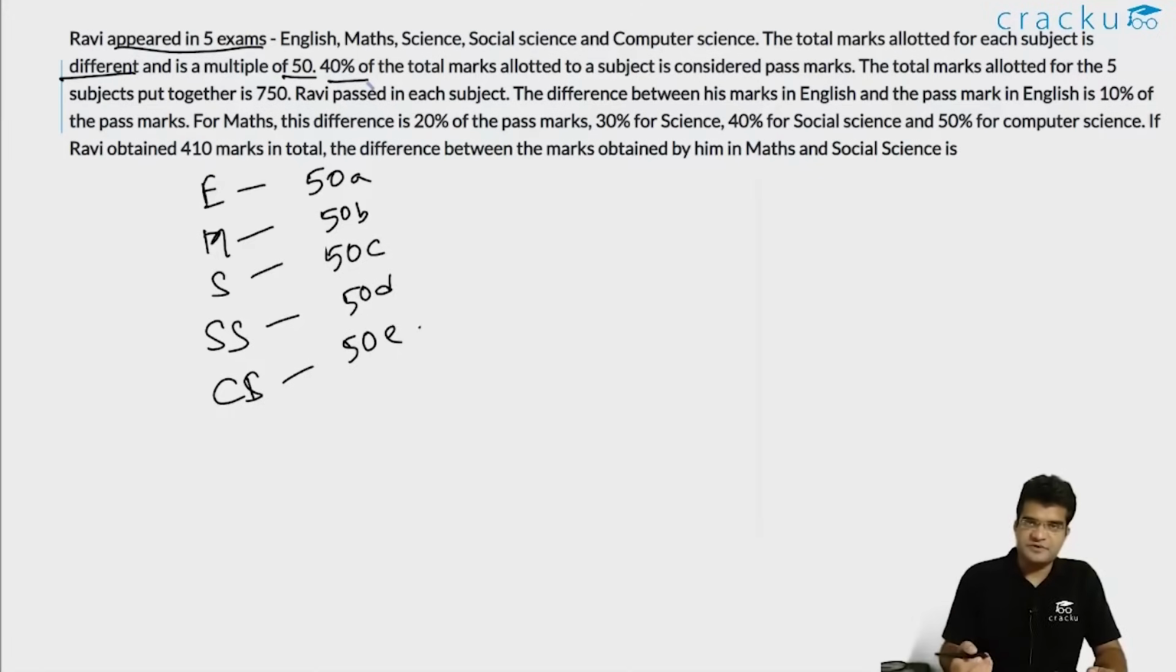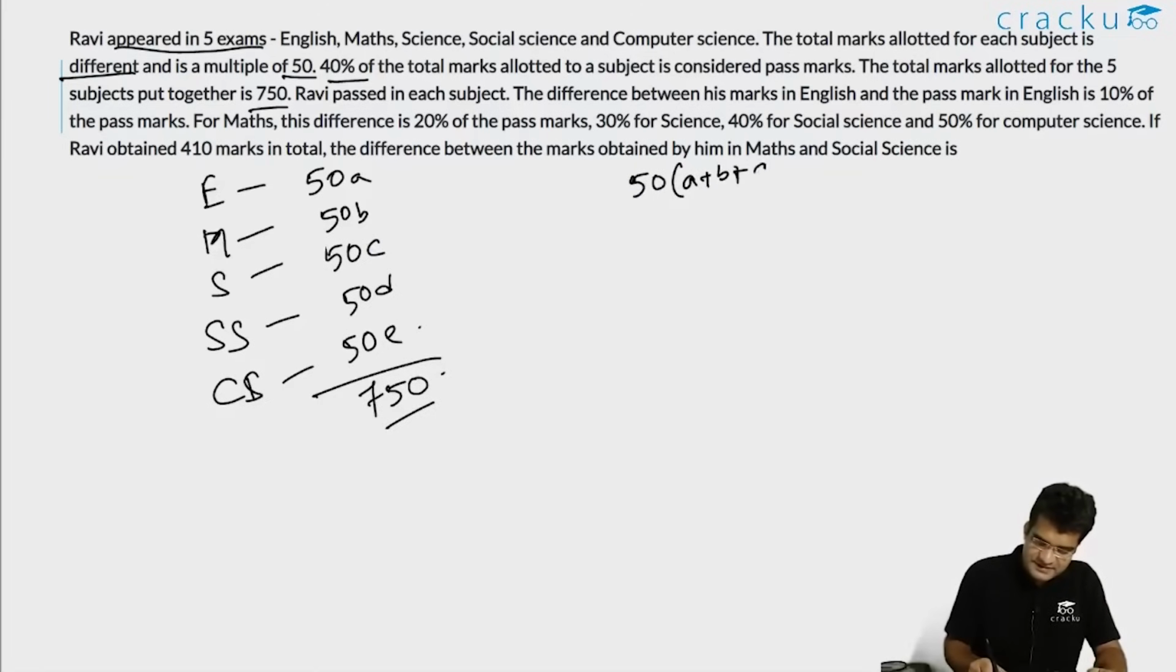Now the pass mark in each one of them is 40% of the total marks. And we are also told that the total marks allotted for these 5 subjects is 750. That is, the sum of all these 5 numbers is 750. This will give us an idea about the value of A plus B plus C plus D plus E. Because 50A plus 50B plus 50C plus 50D plus 50E is equal to 750. So 50 into A plus B plus C plus D plus E is equal to 750, or A plus B plus C plus D plus E is equal to 15.